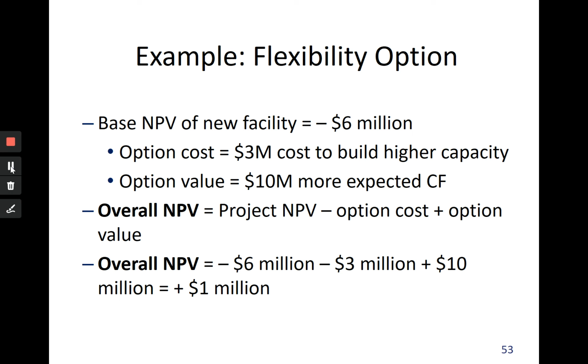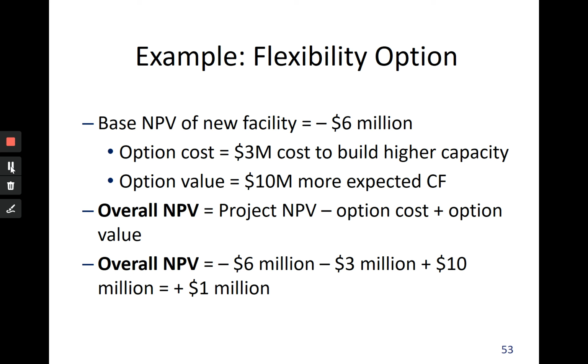Let's look at some typical CFA exam questions. Here is an example of a flexibility option. In this question, we are given the net present value of a new production facility as minus $6 million. This project has a negative net present value. There is an option cost of 3 million, and by option cost here, they mean that we can build additional capacity by spending 3 million.